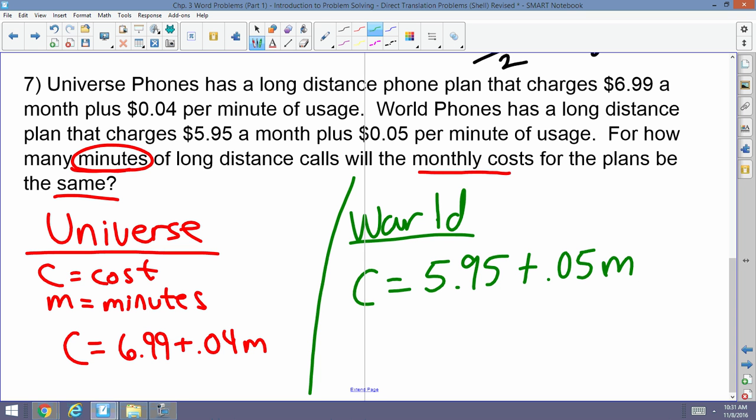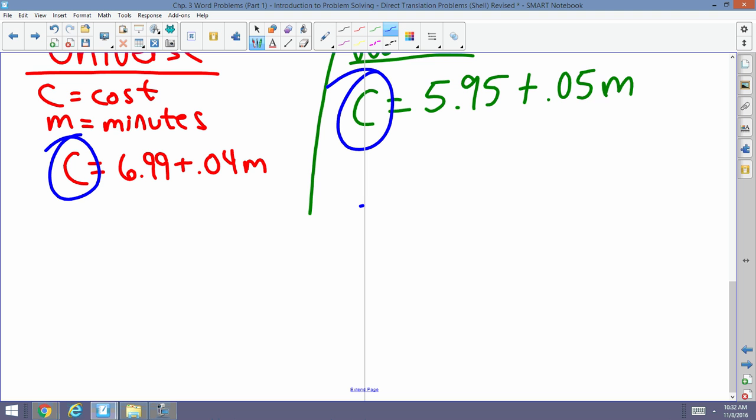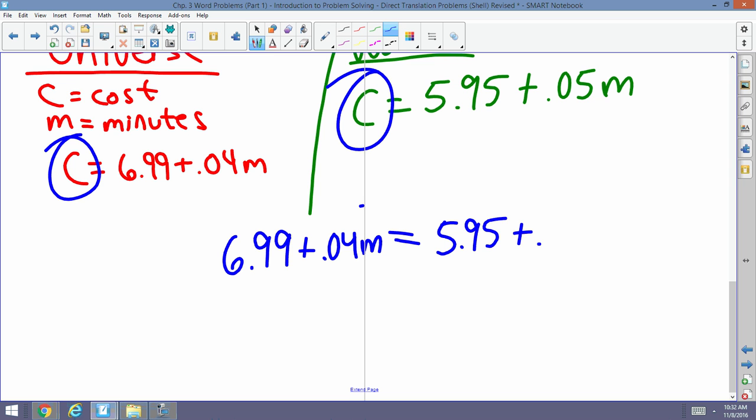What letter is this, and what does it represent? I want to know how many minutes it will take to make both of these equal. So what we're asking is, when will the cost of the Universe Phones long distance plan equal the cost of World Phones? Does everyone see this? Please ask now, guys. This is what I'm here for.